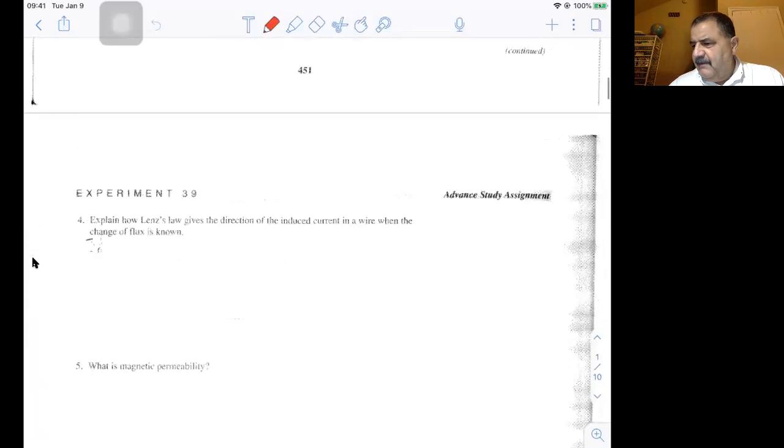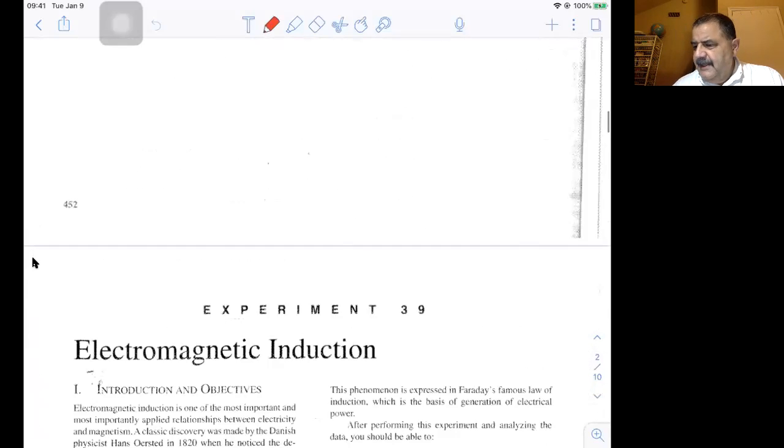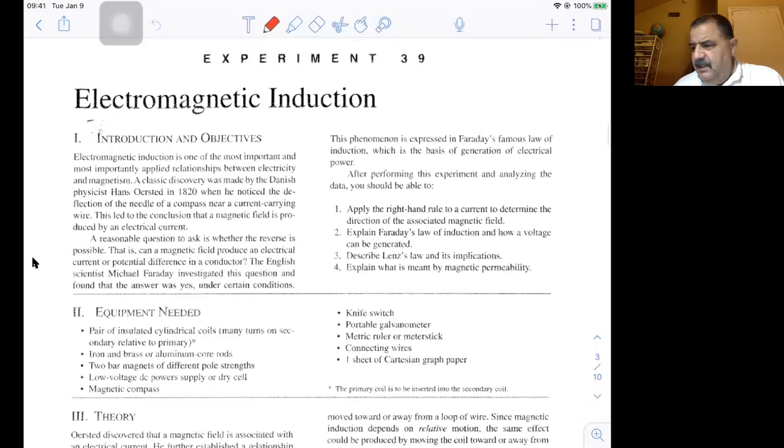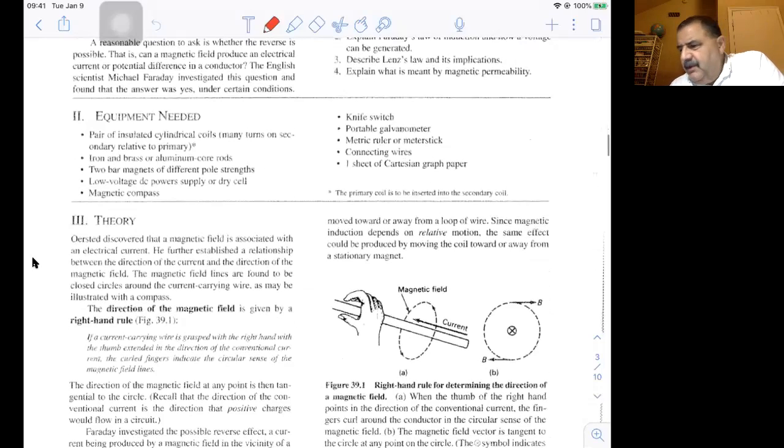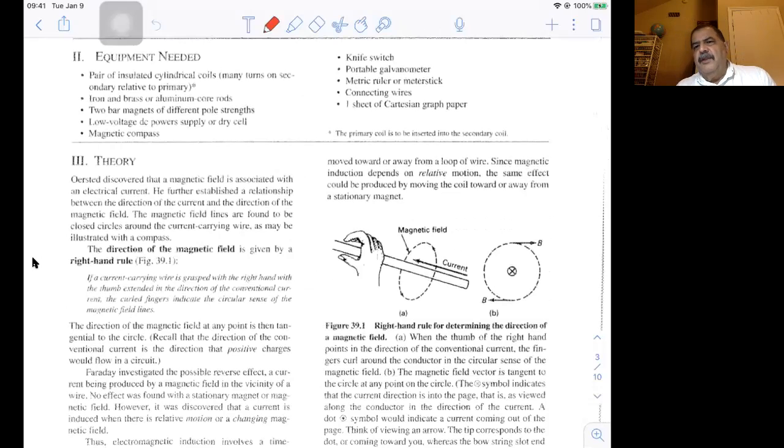I think there's about 5 questions. Do those. I encourage you to read the theory. I'll go through the theory a little bit myself. First of all, we know that if you have a current in a wire, if this is the direction of the current, we'll take the point of my Apple Pencil as the current direction. We have current in this direction.